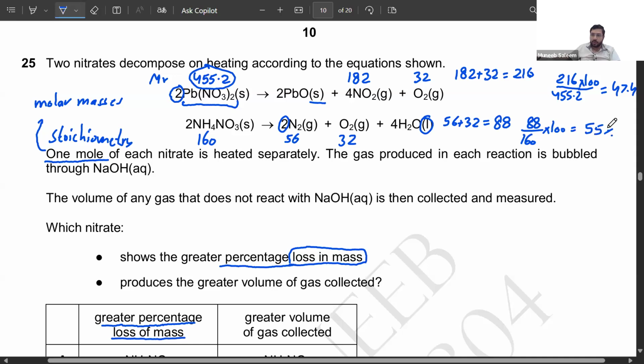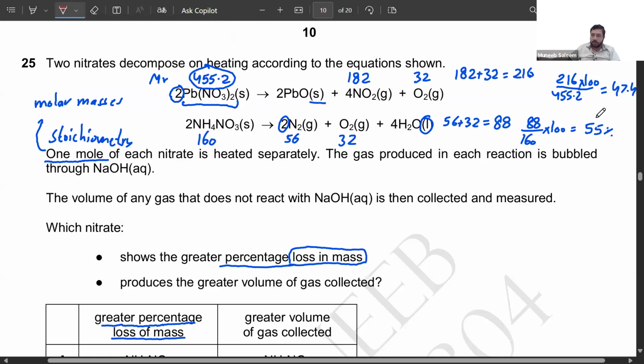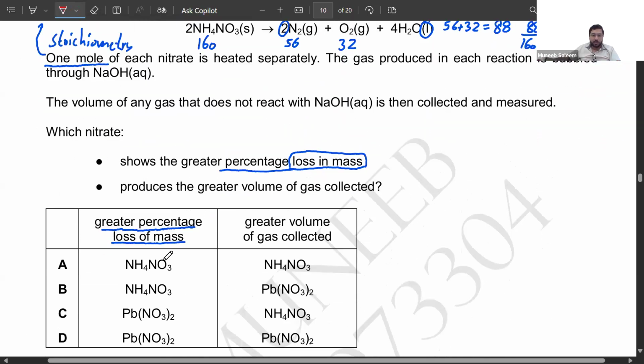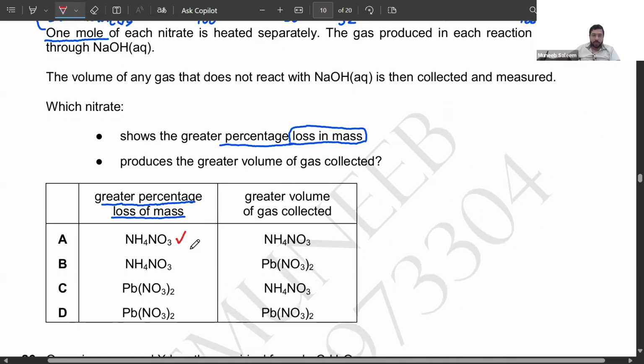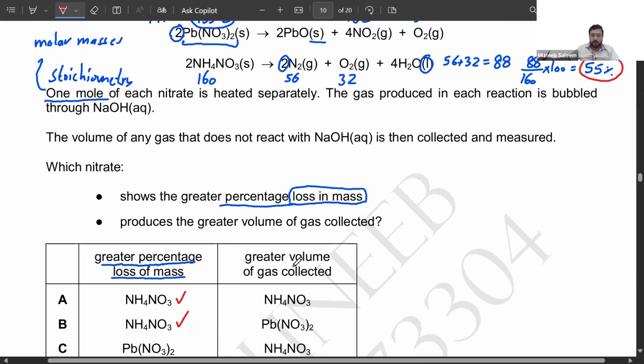Now you can see clearly here that this time the percentage loss in mass is higher in the second reaction as compared to the first reaction. So from here we will stick with the ammonium nitrate because it has a greater percentage loss of mass. Now the next part says greater volume of the gas collected.